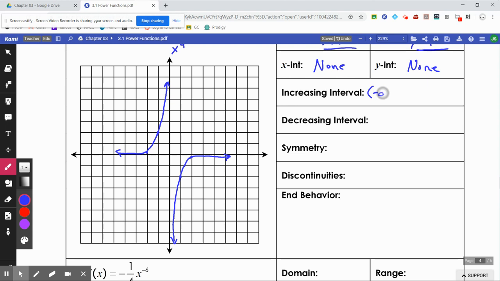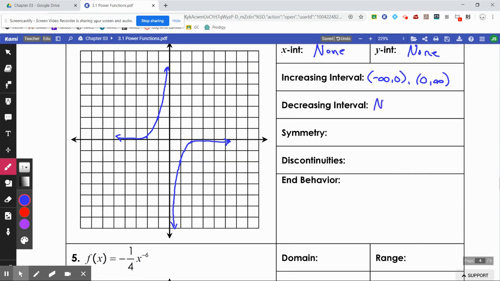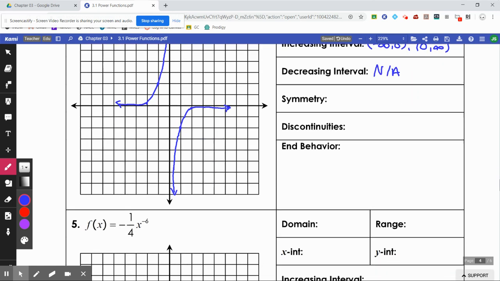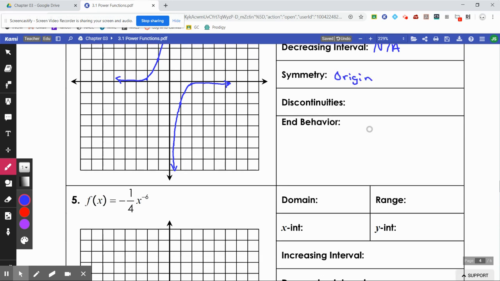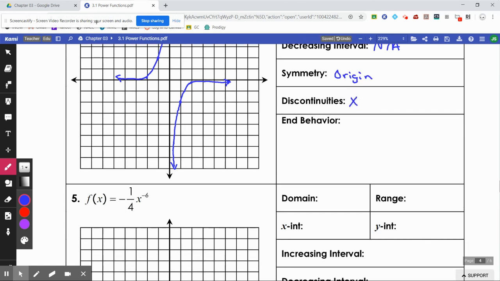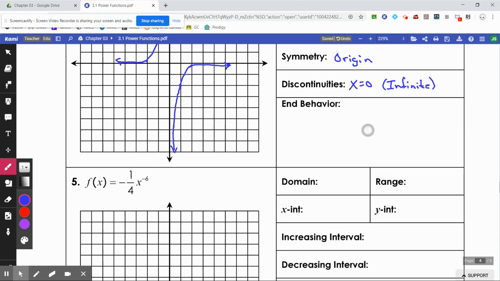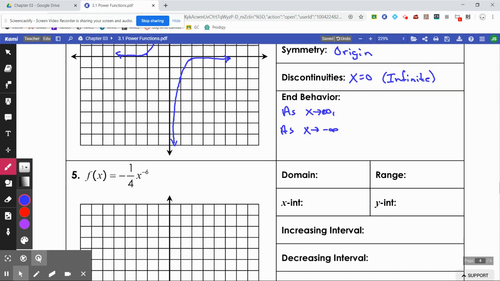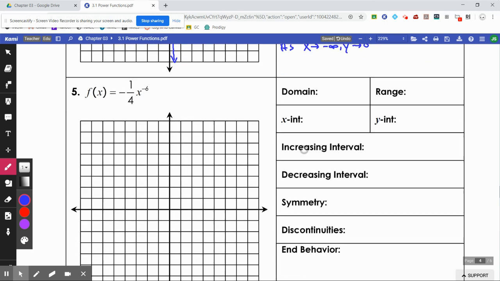Increases from negative infinity to 0, and then continues increasing from 0 to infinity. Decreasing, there are no intervals. Symmetry, this does have, again, origin symmetry. So you pretty much have the same thing over here. Discontinuities, at x equals 0, you have infinite discontinuity. And then end behavior, as you travel to the right and as you travel to the left, your y value levels out to 0.